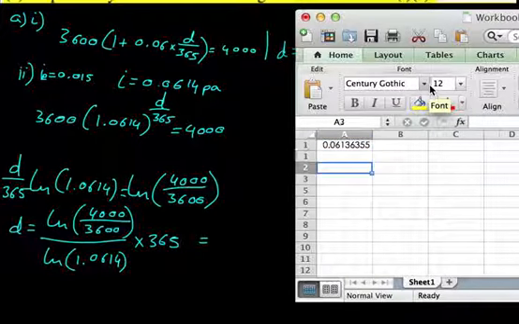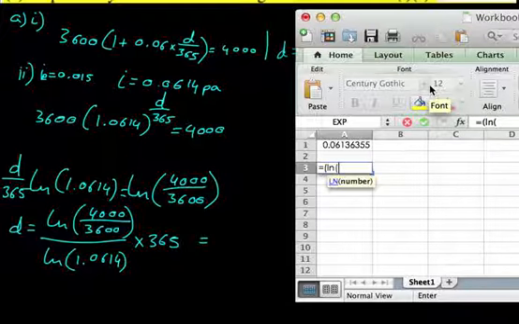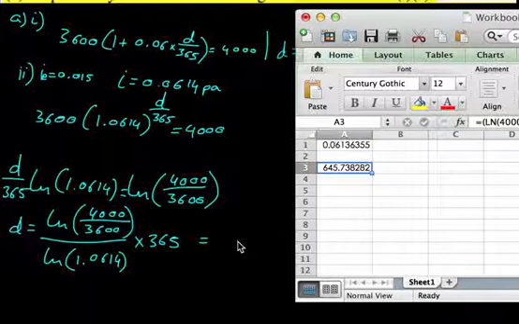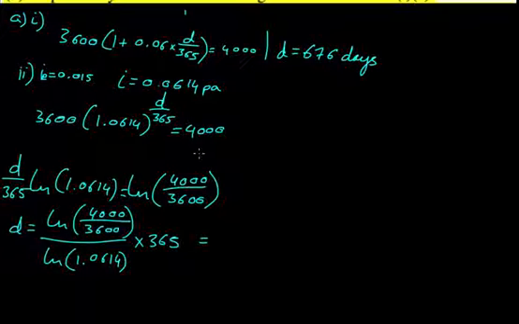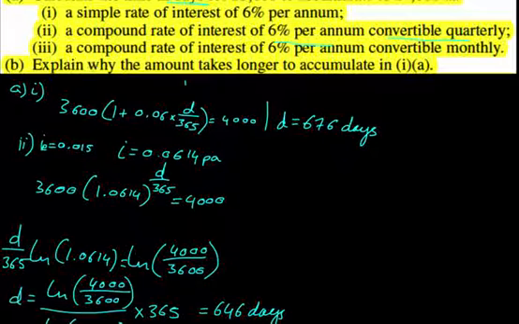So how many days are there? In Excel, I'll put it in brackets: the natural logarithm of 4,000 divided by 3,600, all of that divided by the natural logarithm of 1 plus the effective rate that we'd worked out, and then we times that whole thing by 365. We get 646 days approximately, which is in fact less. It takes less time to accumulate the same amount of money when we compound it. Who would have guessed?